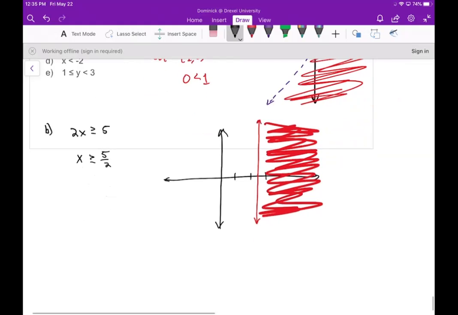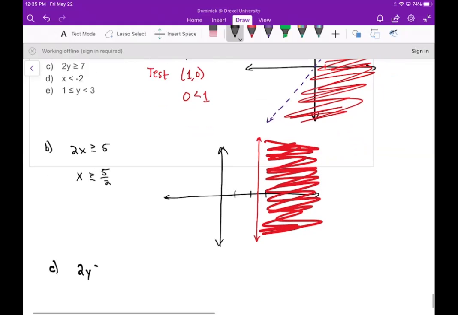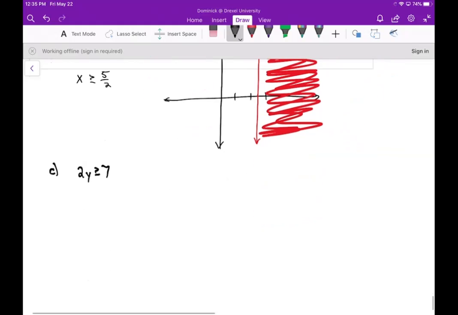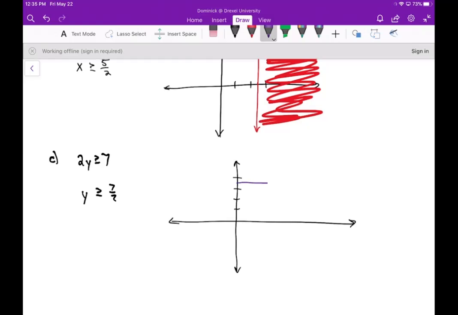Okay, similarly in part C, we have 2y greater than or equal to 7. And this would be a horizontal line. We get y greater than or equal to 7 over 2. So now 7 over 2 is halfway between 3 and 4. So we're going to get this. And of course, a solid line because we include our equal sign. And if y is greater than 7 over 2, I need to shade up here.